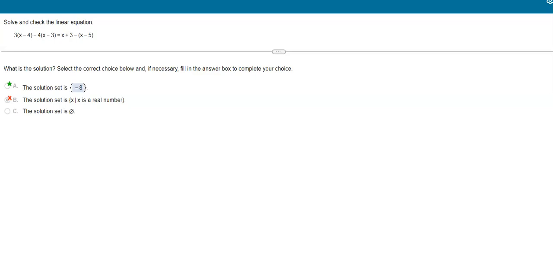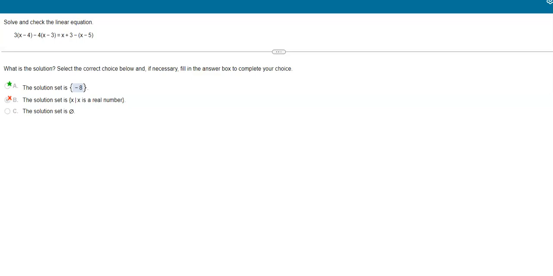So here's the first one. It says solve and check the linear equation, and I'm reading it slowly because I'm writing it down on my paper as I do. 3 times the quantity x minus 4, that just means x minus 4 is in parentheses, minus 4 times the quantity x minus 3 equals x plus 3 minus the quantity x minus 5.